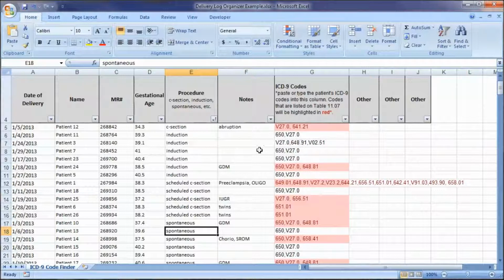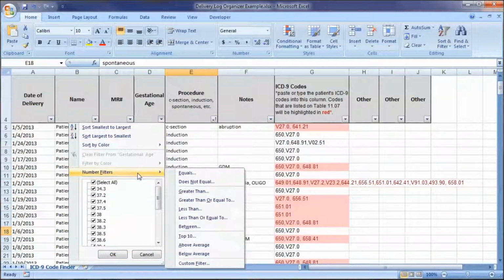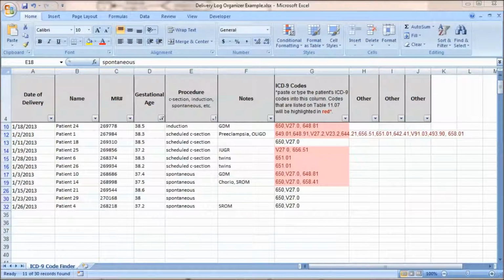One way that I might be able to use this to sort through my delivery log, determine the women that would be included, would be to first sort by gestational age. I can do that by clicking on the arrow in this column, selecting a number filter, and having it display only women that delivered at 37 or 38 weeks. The list now reflects the women that delivered at 37 or 38 weeks gestation.